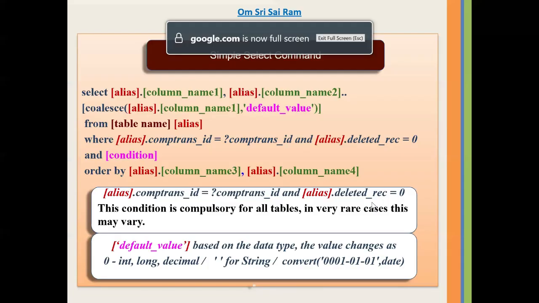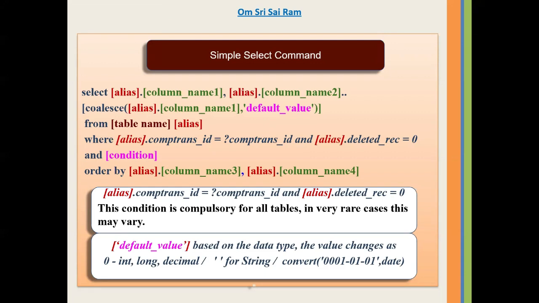Now see, select alias dot column name, alias dot column 2, and police. I'll explain what police is at a later stage. Now forget about police, but alias is very important. From table name, alias, and where alias dot comtrans ID equal to question mark comtrans ID, and alias dot deleted record equal to 0, and further conditions, and if any order by is required. So all those things we are going to implement now. So this is the typical help.